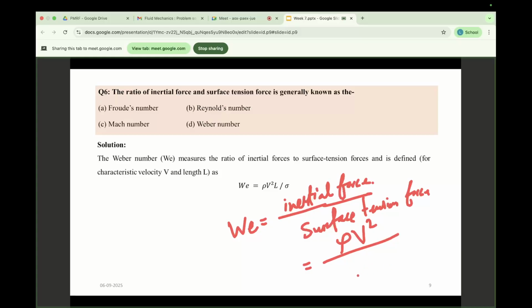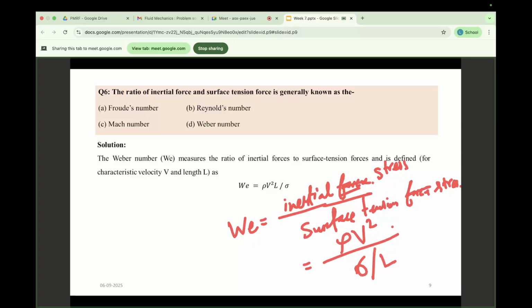So, and the surface tension force is this one. This is surface tension. Okay. So basically, I am writing in terms of stress, not force. Sorry, let me correct this. This one is not force. I am writing in terms of stress. Okay.